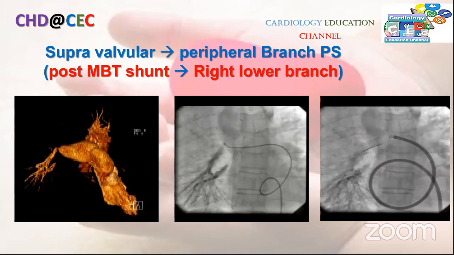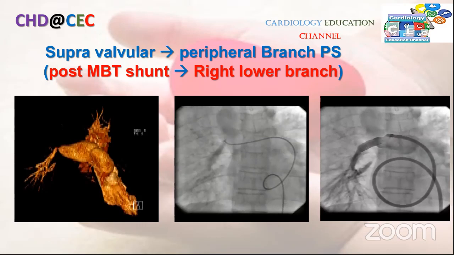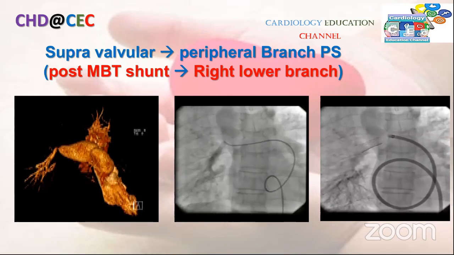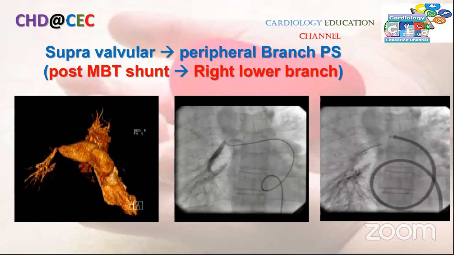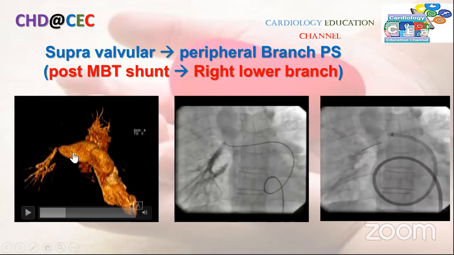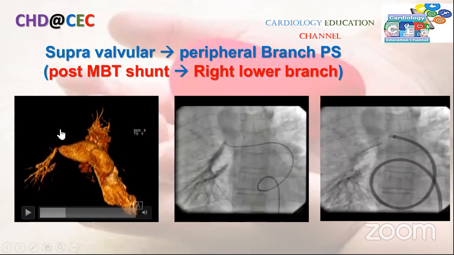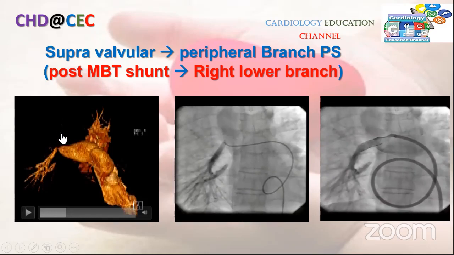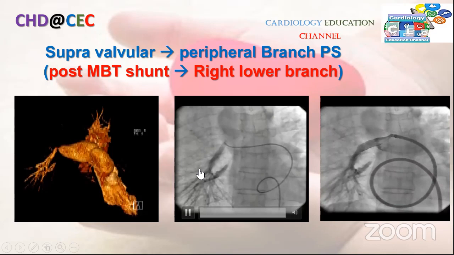Because most of the flow is going to the left lung, the left pulmonary artery is getting a high pressure, which also affects the strategy for repair. From the CT, we find that the right side branches are encroached by the BT shunt. The upper and middle are affected, and we also have a kink at the right lower branch, which still has some flow.